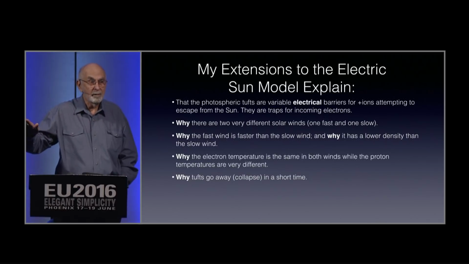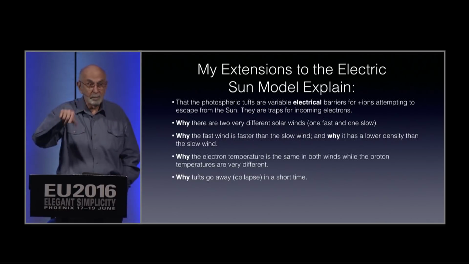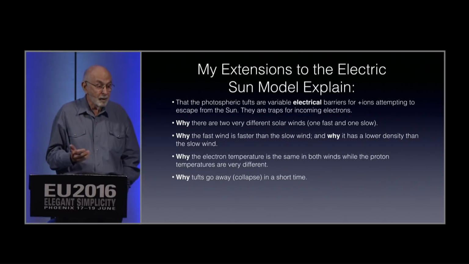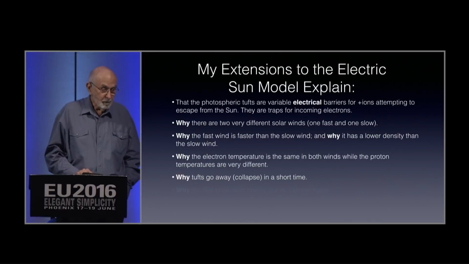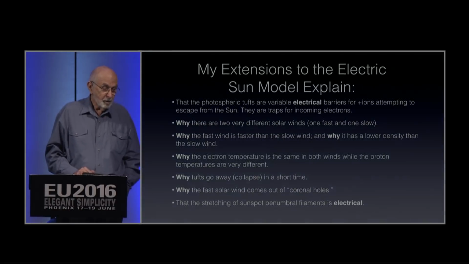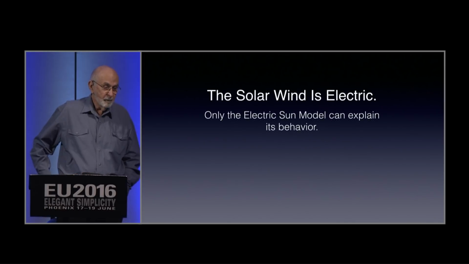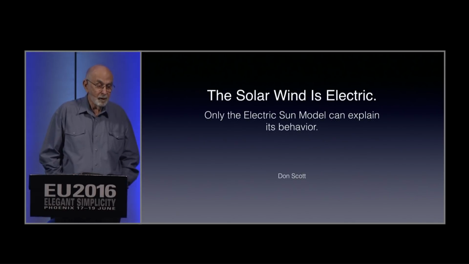Not that some don't leave, they do. But they're not affected by the shoot-to-shoot and the ski jump and all the rest of that stuff that the positive ions are. And it explains why tufts go away, because they fill up full of electrons, and why the fast solar wind comes out of coronal holes, and the stretching of sunspot penumbra is electrical. Anyway, I think only the electric sun model can explain this. Thank you.